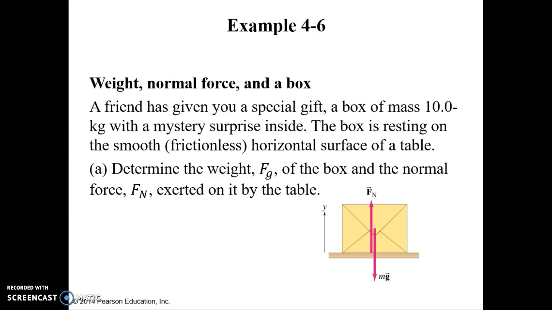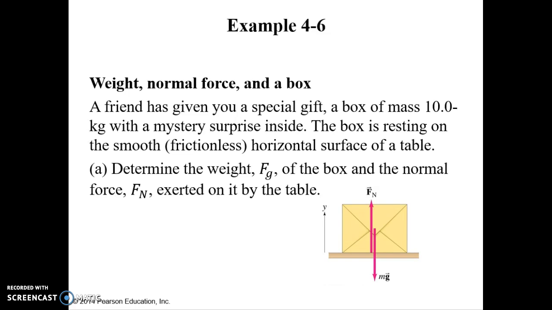Hello, class. Here's our first example with applying a free body diagram. A free body diagram is drawing force vectors on your figure, as represented by the pink, reddish arrows that you see. In this problem, a friend has given you a special gift, a box of mass 10 kilograms with a mystery surprise inside. The box is resting on the smooth, frictionless, horizontal surface of a table.